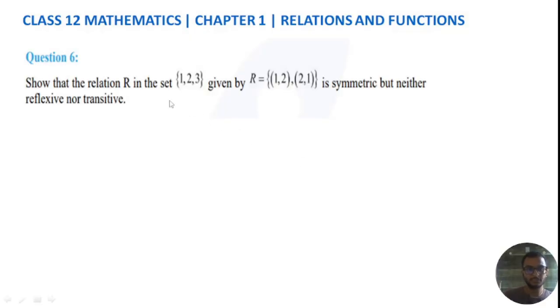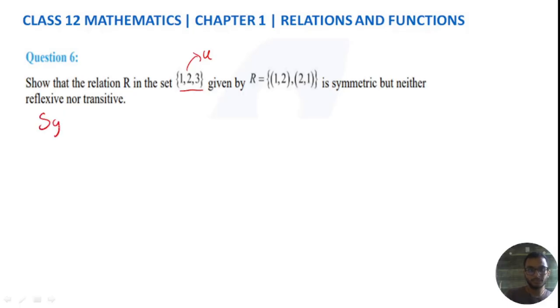So what is the next question? Show that the relation R in the set U with elements 1, 2, 3, given as R containing (1, 2) and (2, 1), is symmetric but neither reflexive nor transitive. This is a very easy question, because the relation is given directly. You don't even need to find it. I will show very quickly why it is symmetric but not reflexive and transitive.